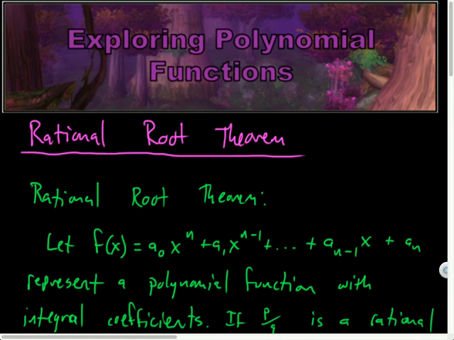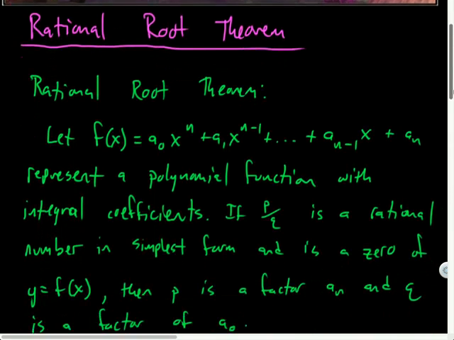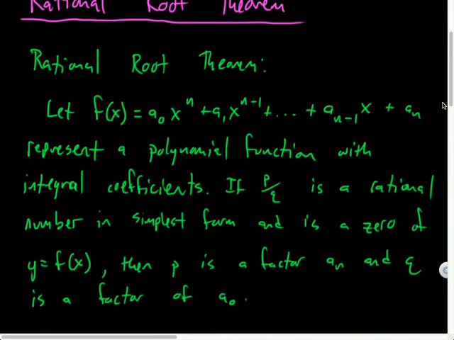We're talking about the root theorem. That's right, the rational root theorem, also known as the rational zero theorem, if you're interested. And this is what it says. Lots of stuff. Here it goes. Rational root theorem. It says let f of x equal, and then it gives us some long polynomial.